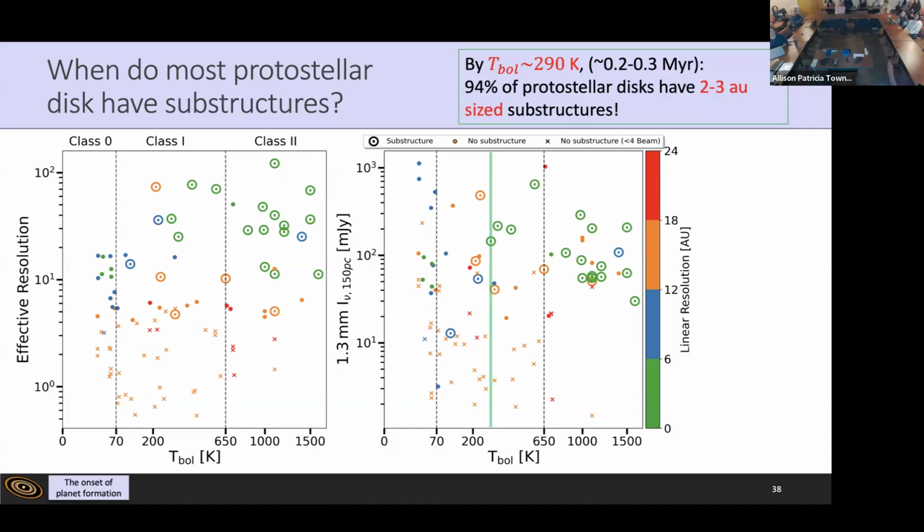And if we only focus on the green points, then you can see after around 300 Kelvin, all the green points except one have substructures. So this is telling us that by T-bol close to 300 Kelvin, which is around 0.2 to 0.3 million years, a high fraction of protostellar disks have 2 to 3 AU size substructures.